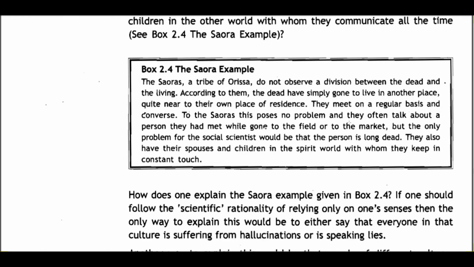Box 2.4, the Sora example. The Sora, a tribe of Orissa, do not observe a division between the dead and the living. According to them, the dead have simply gone to live in another place quite near to their own place of residence. They meet on a regular basis and converse. For the Soras, this poses no problem, and they often talk about a person they had met while going to the field or to the market. But the only problem for the social scientist would be that the person is long dead. They also have their spouses and children in the spirit world with whom they keep in constant touch.